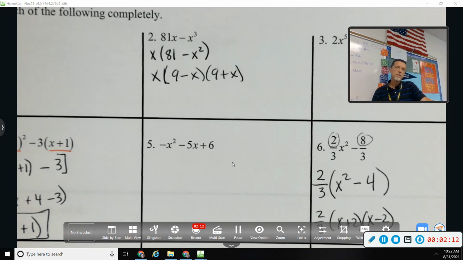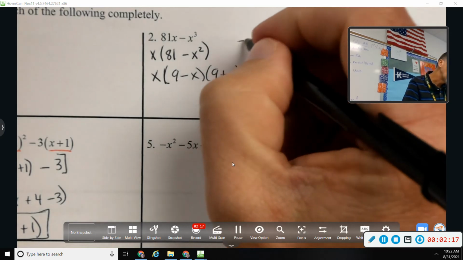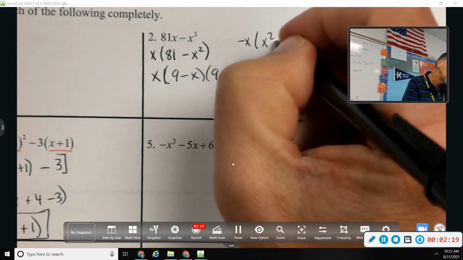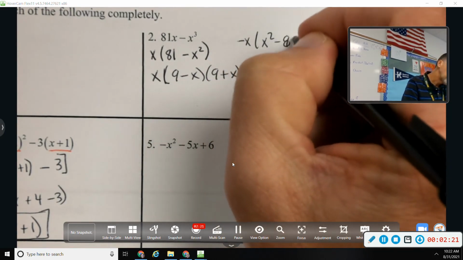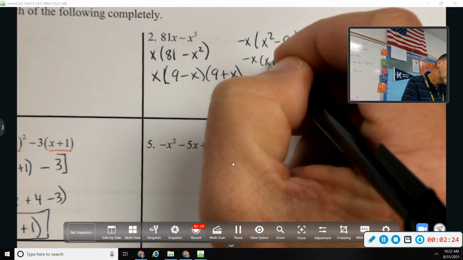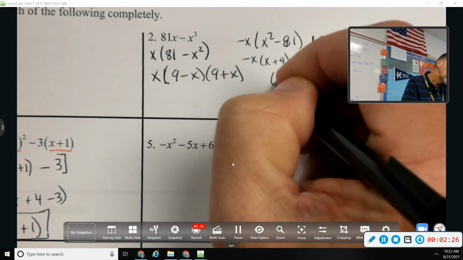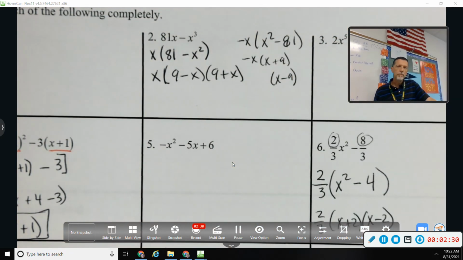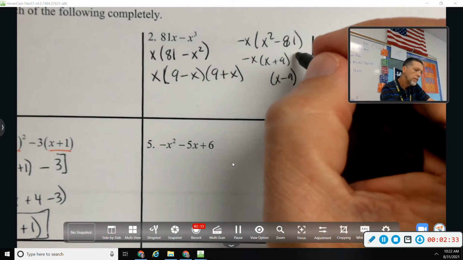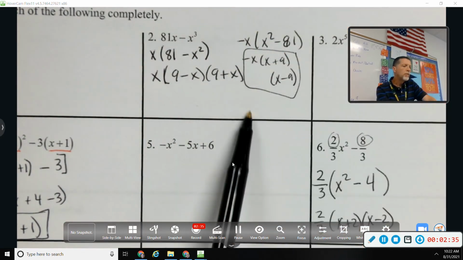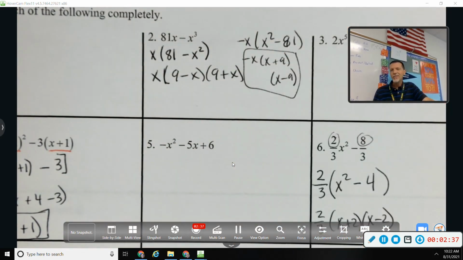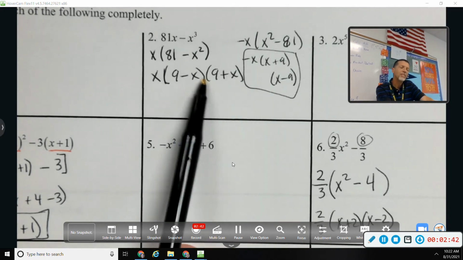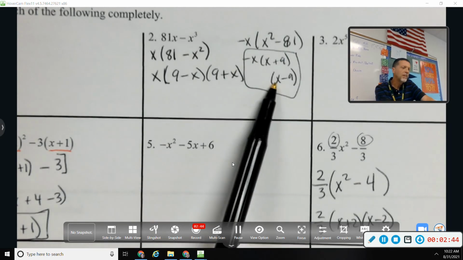So are you wrong if you take out a negative x to start with? No, not at all. If you wanted to take out a negative x, that would switch things around a little bit. Whoops, x squared minus 81. And then you'd have x plus 9 and x minus 9. Yeah, that would be okay. But it's different, so how? Well, I guess they look different, but that's the same thing. Okay. Those are equivalent answers. Yeah. So we can write it like that. You definitely can write it like this. Yep.